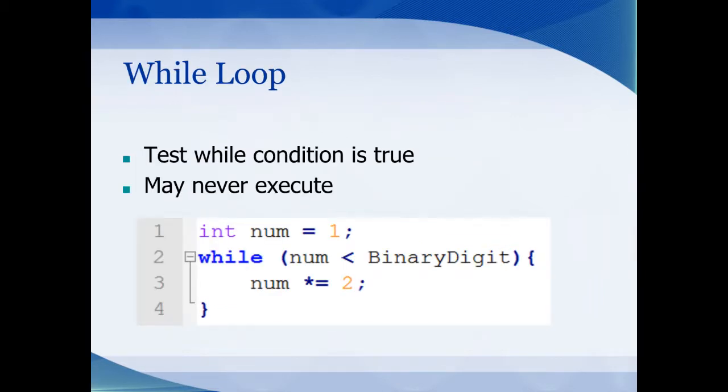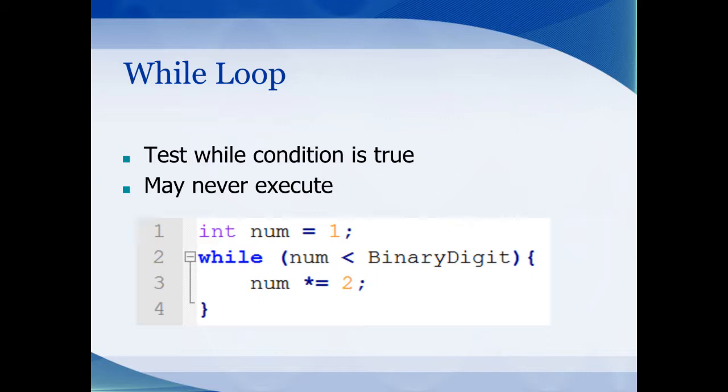So now here's an example of a while loop. It's going to iterate so long as a condition is true. In this case, the condition is while num is less than binary digit. So if that condition were true, the loop would execute until it weren't true anymore. Now suppose that binary digit were a negative number. Since num is set to 1, that would make it a false statement, since 1's not less than any negative number. In this case, the statements inside the brackets would never execute at all.